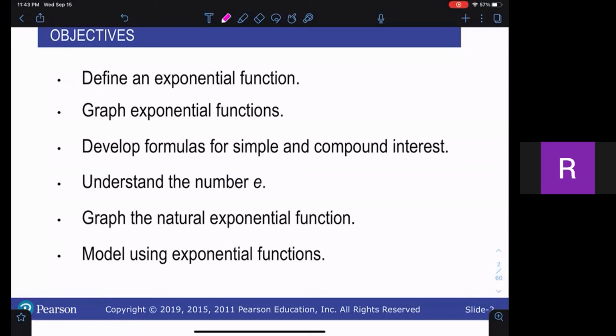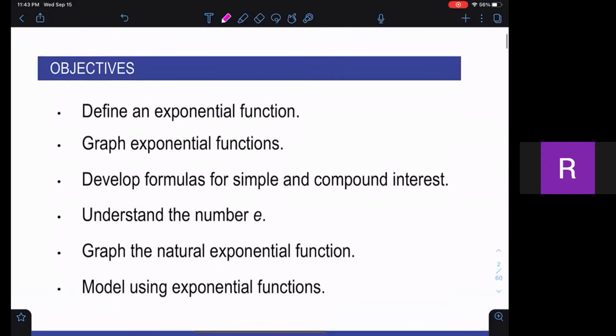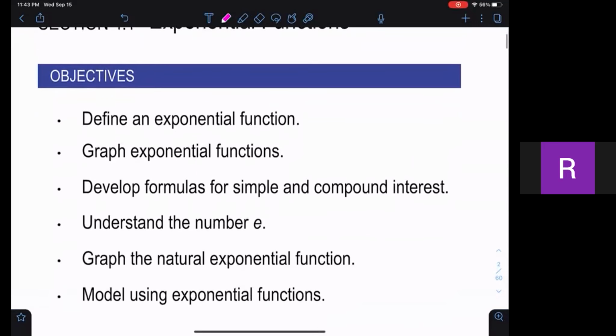Good evening, guys. I'm going to cover section 4.1 on exponential functions. Like I told you in class, on the test there are not going to be word problems about exponential decay or compound interest rates, so don't focus on that. Whatever I cover here, just go over that.